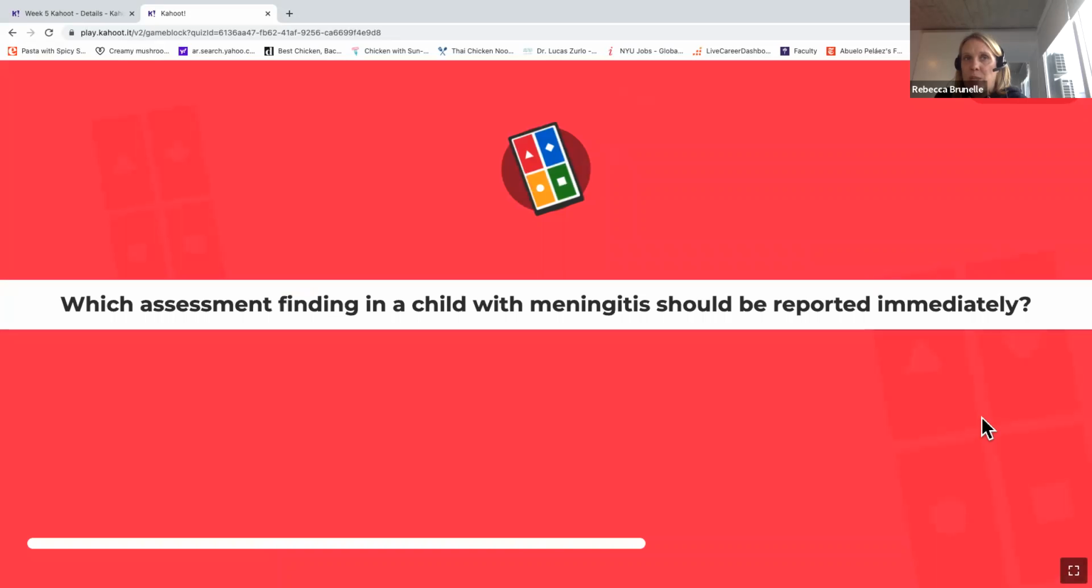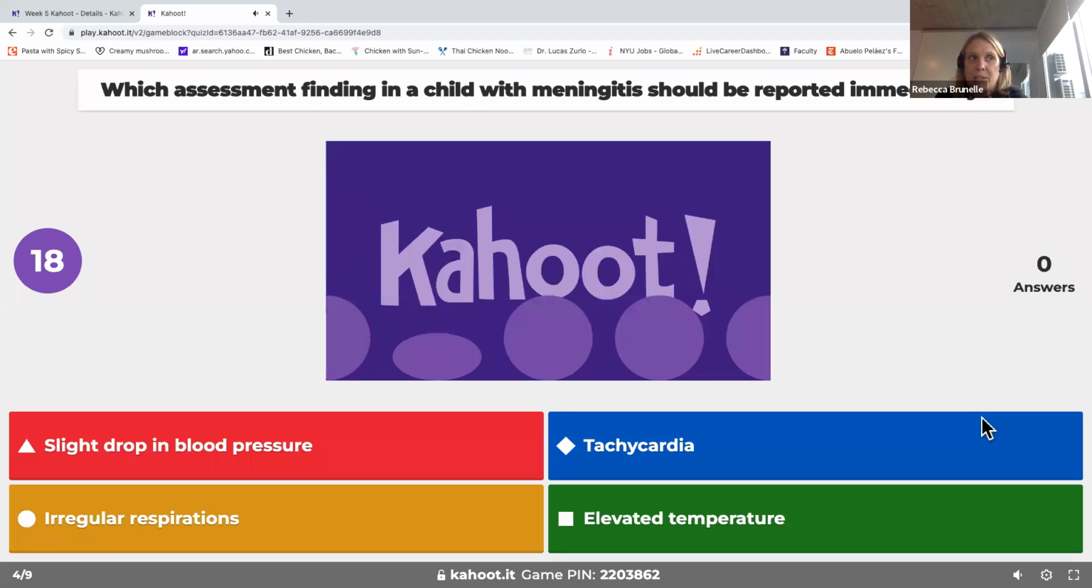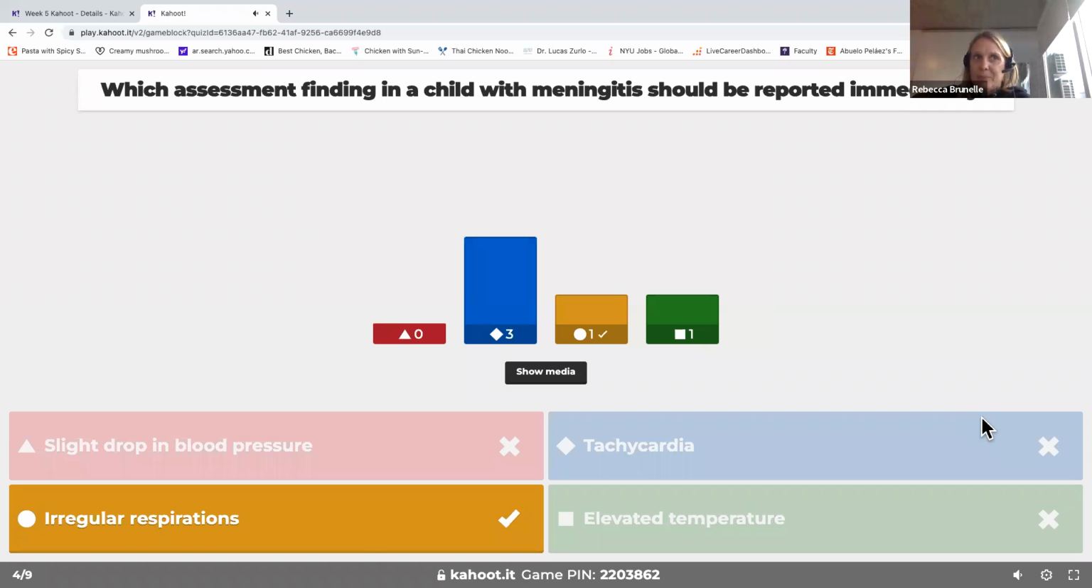What assessment finding in a child with meningitis should be reported immediately? A slight drop in blood pressure, irregular respirations, tachycardia, or an elevated temperature. All right, so we talked about Cushing's triad a couple of times. So what happens to your heart rate when you have increased ICP? Does your heart rate go up or down? Somebody mouthed it. Kendall, do you remember what happens to your heart rate when you have increased intracranial pressure? Your heart rate increases? I'm sorry, it's the opposite. Your blood pressure increases, heart rate decreases, and you have irregular respiration. Very good. Thank you, Kendall.